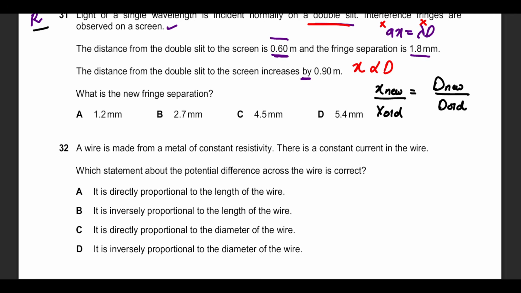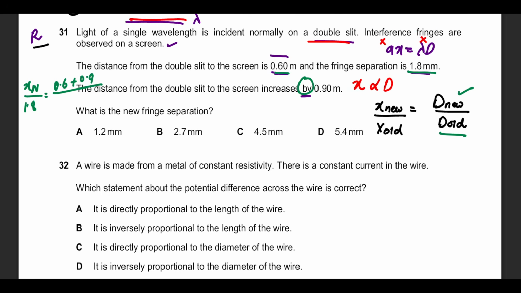So X new is what we want to find out. So X new divided by the X old, which was 1 point something, yes, 1.8. So this is 1.8 equals D new, because it's increased by 0.9. This is going to be a translation error. So this will be 0.6 plus 0.9, whole, divided by the old D, which is 0.6 still. And when you solve this by bringing 1.2 to the other side, this X new comes out as 4.5 millimeters.